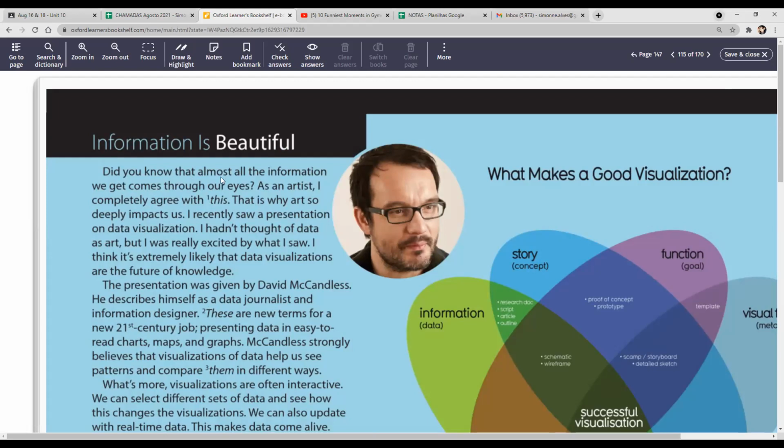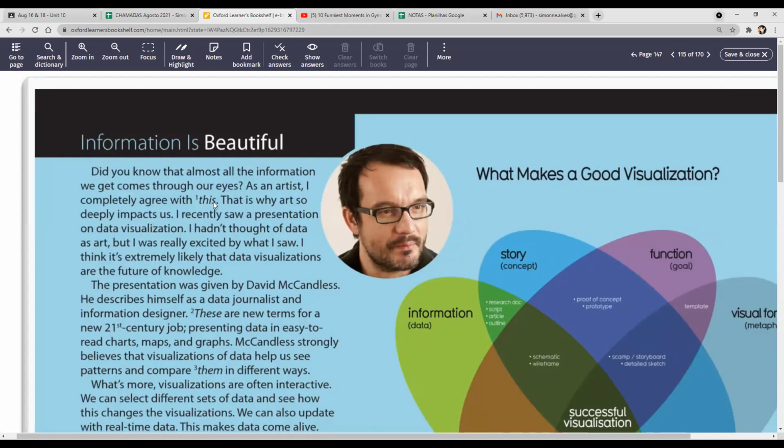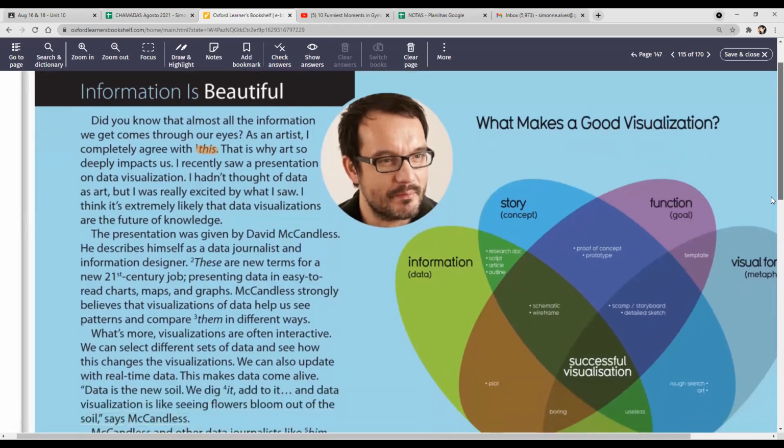Did you know that almost all the information we get comes through our eyes? As an artist, I completely agree with this. So what does the pronoun this refer to? Information. Yes, very good. All the information we get, specifically, okay? All the information we get. Perfect.